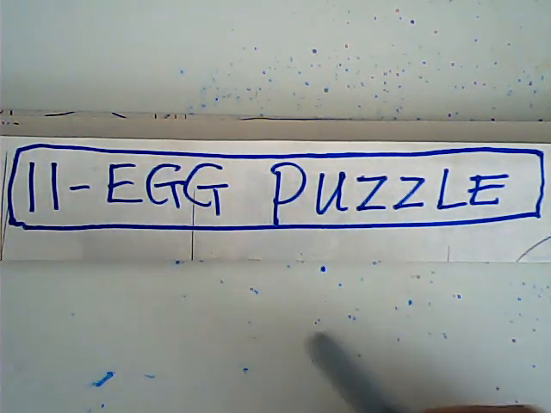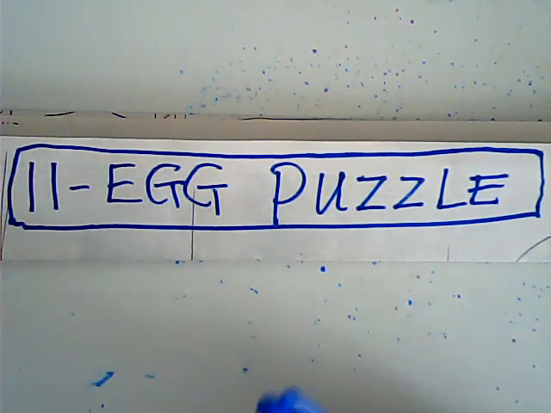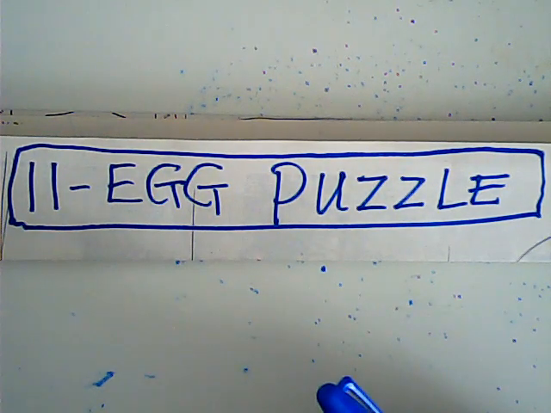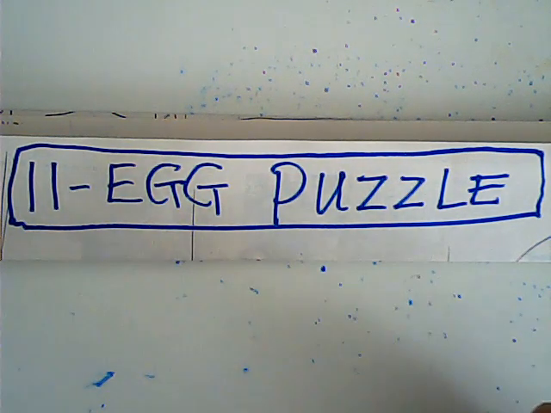Now you have one balance. You can use it only 3 times. You not only find out the abnormal egg, but also you tell whether the egg is heavier or lighter.